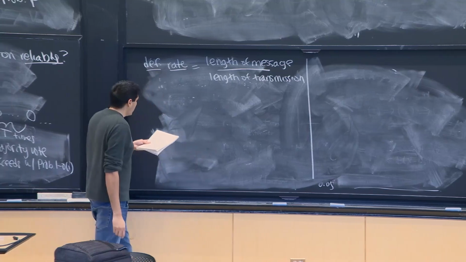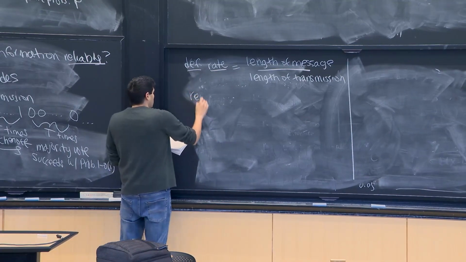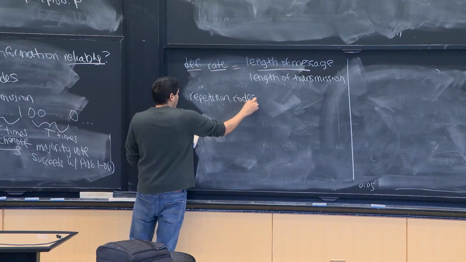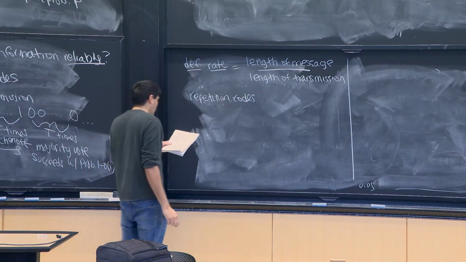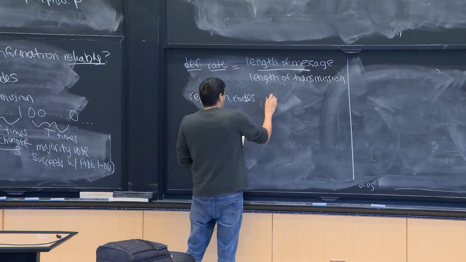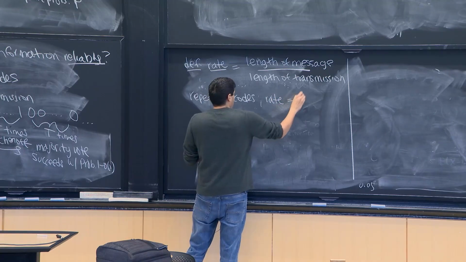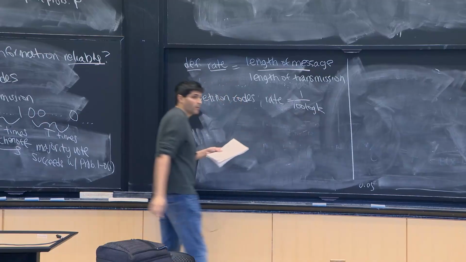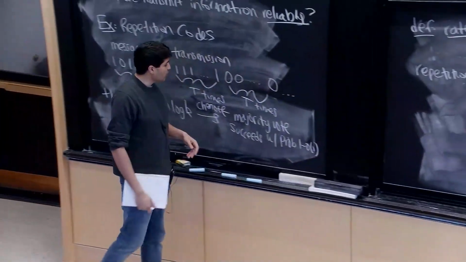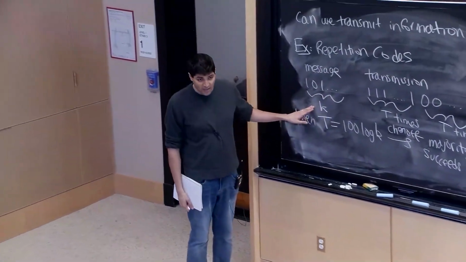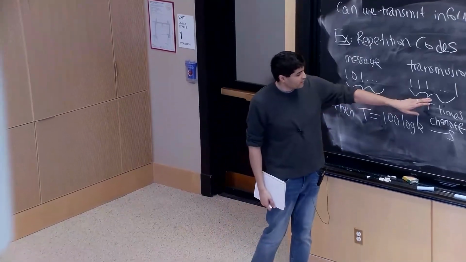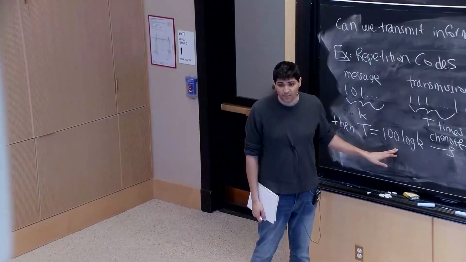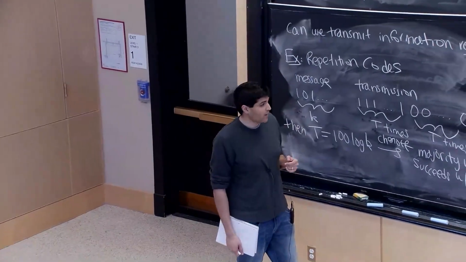So in particular, what do we get for repetition codes? How good are they according to this desideratum of having a good rate? Well, we can check that the rate that we get is 1 over 100 log k, right? Because my original message length was k. My new message length is k times t, and I set t to be 100 log k. So I get this 1 over t type of rate.